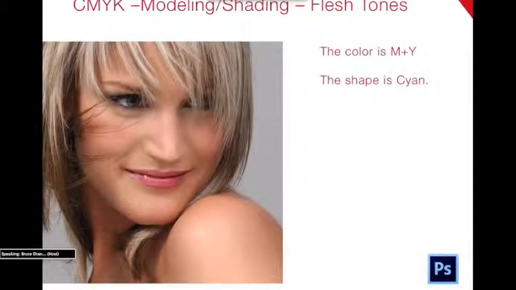If we take flesh tones, for example, the main colour element of a flesh tone is magenta and yellow, and depending on whether they have a suntan or not depends on the balance of the magentas and yellows. And the shading and the brownness of the skin is dictated with the cyan. Now again, we can use this idea to help us decide how to correct an image.